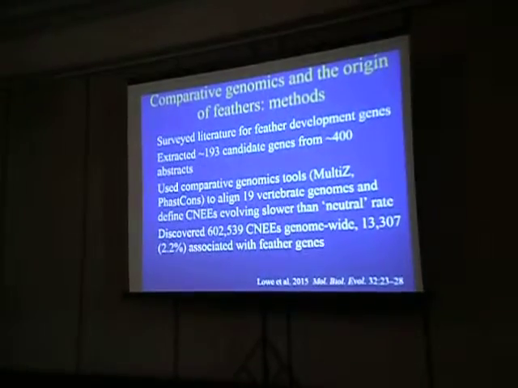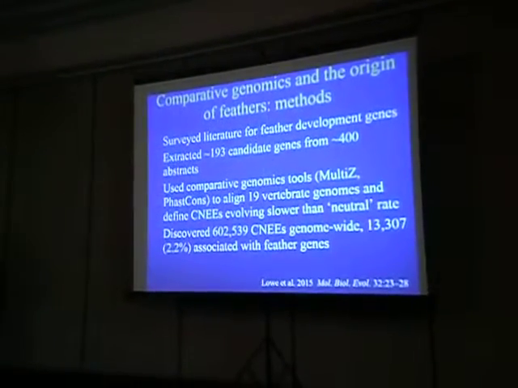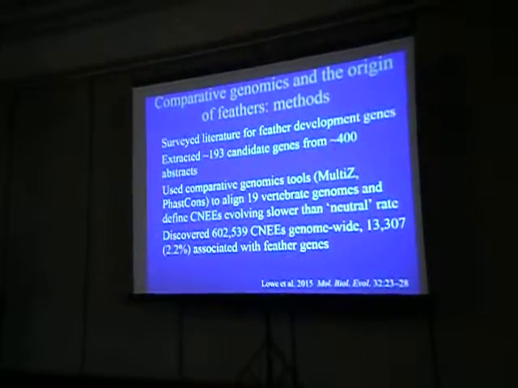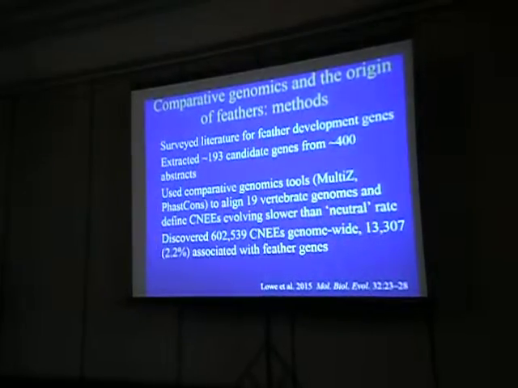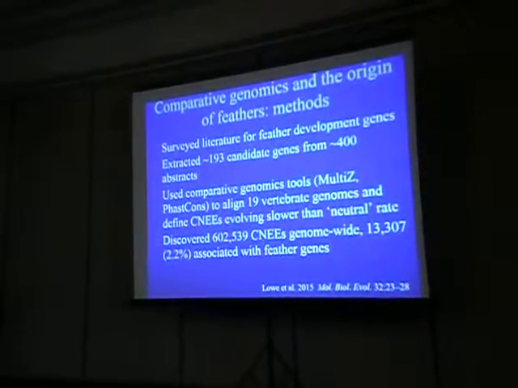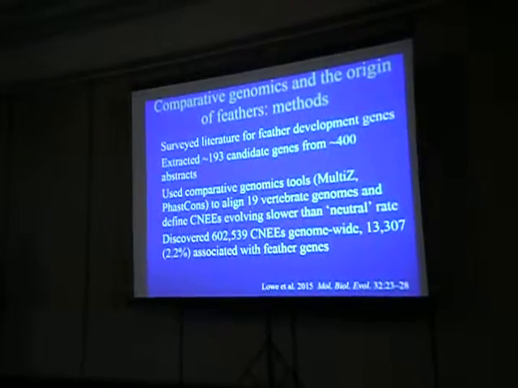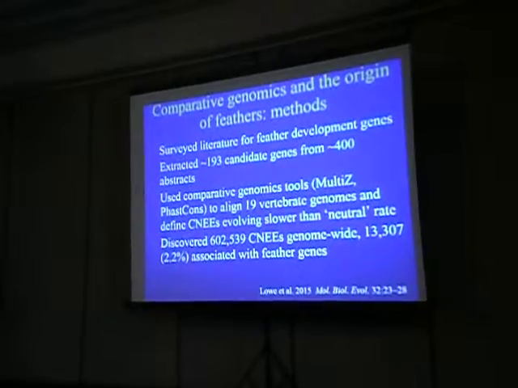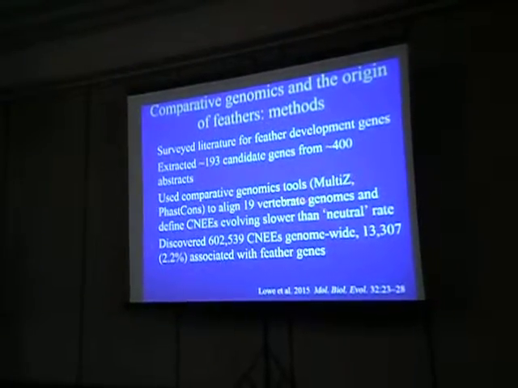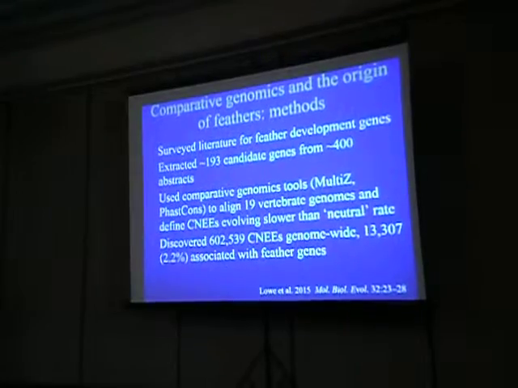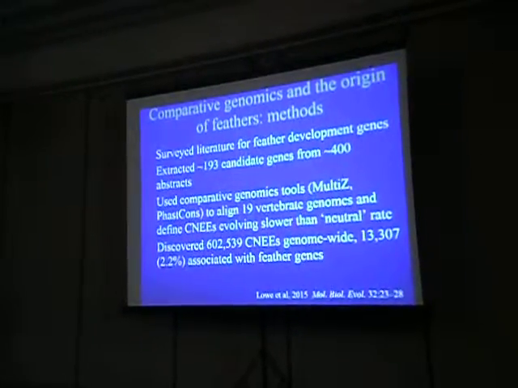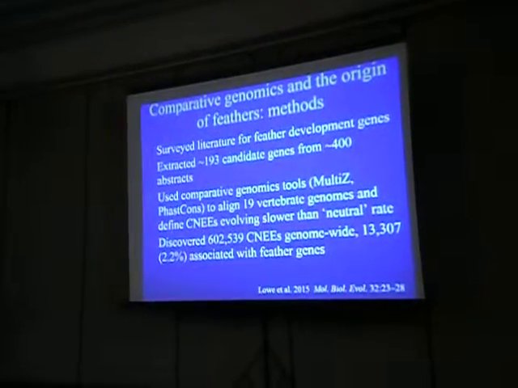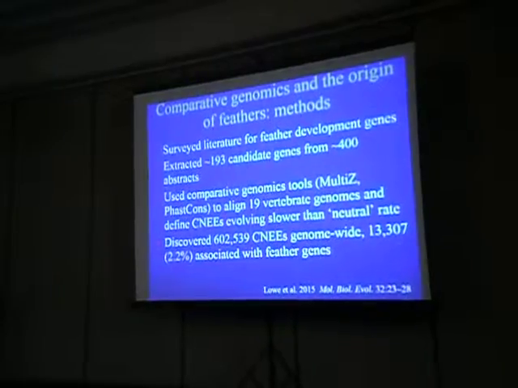And so what we did was to survey the literature and track down almost 200 genes that were implicated in feather development. And we used a variety of comparative genomics tools to align the genomes of 19 vertebrates spanning birds to fish. And we then used a hidden Markov model to call these conserved non-exonic elements. These are similar to ultra-conserved elements, except they're not ultra-conserved. They simply evolve more slowly than a putatively neutral rate, such as the rate of fourfold degenerate sites in proteins.